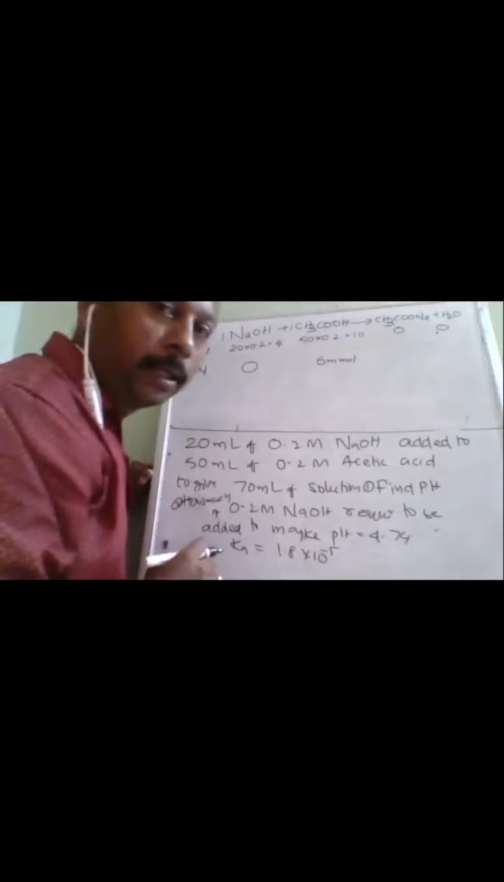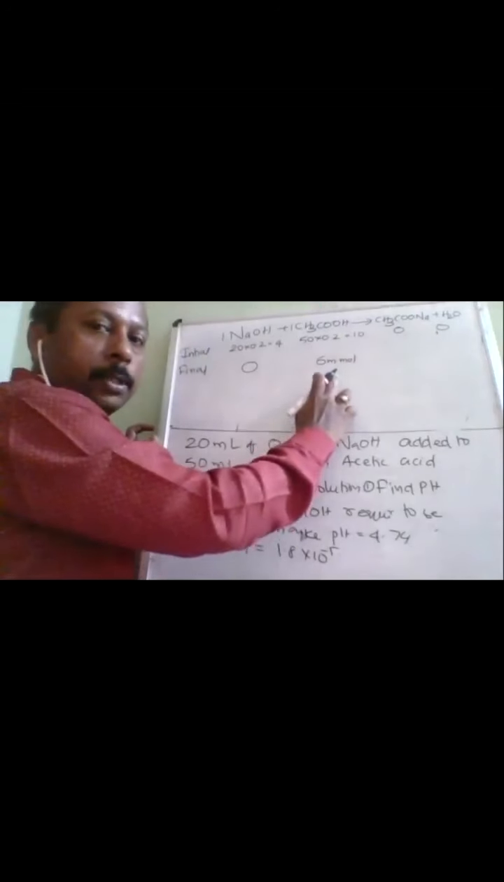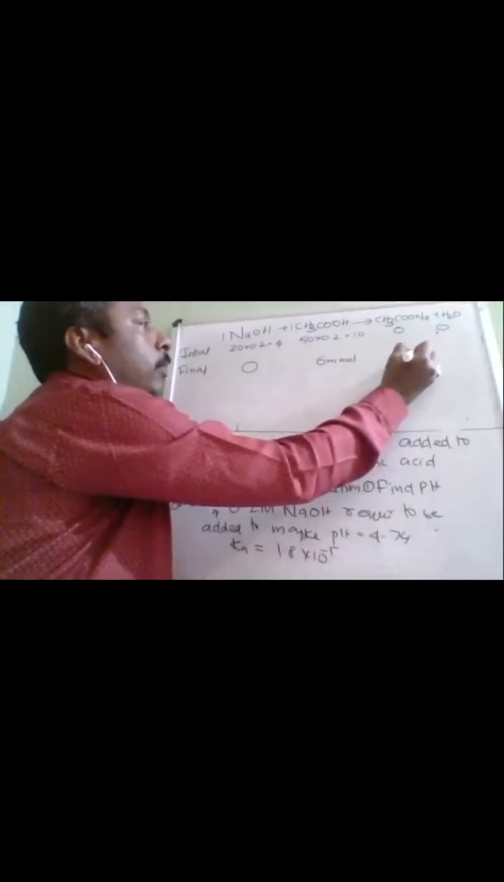What is this 6? They are millimoles. This is the limiting reagent. This is the excess reagent. In terms of the stoichiometry, this is called excess. How much excess? 6. And the limiting reagent will decide the amount of product. How much is it? 4 millimoles. You don't worry about the water.